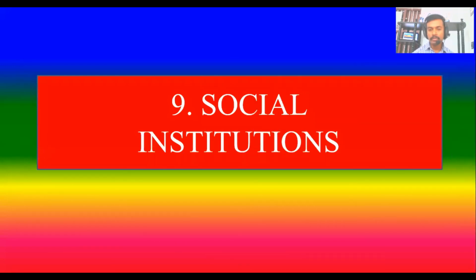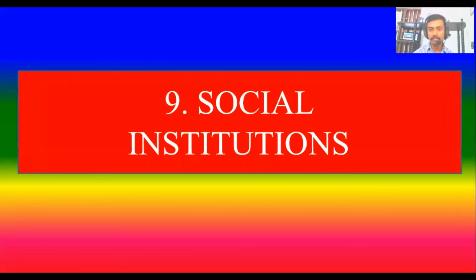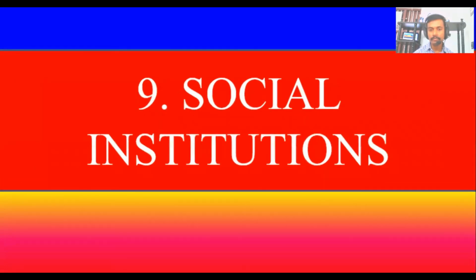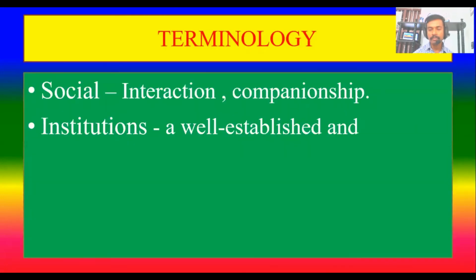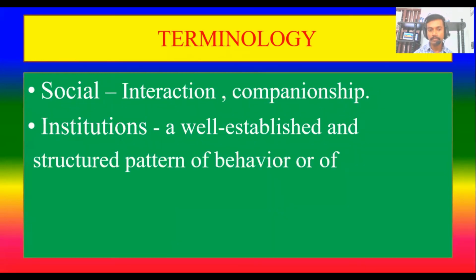Then social institutions, which we learned in the previous units. Just a brief about it. Here we need to think about organizational studies, system studies, institutional studies. So different concepts, different modes of studies are here. Social interaction, companionship, institution as well as established, structured pattern of behavior or relationship that is accepted as a fundamental part of culture.